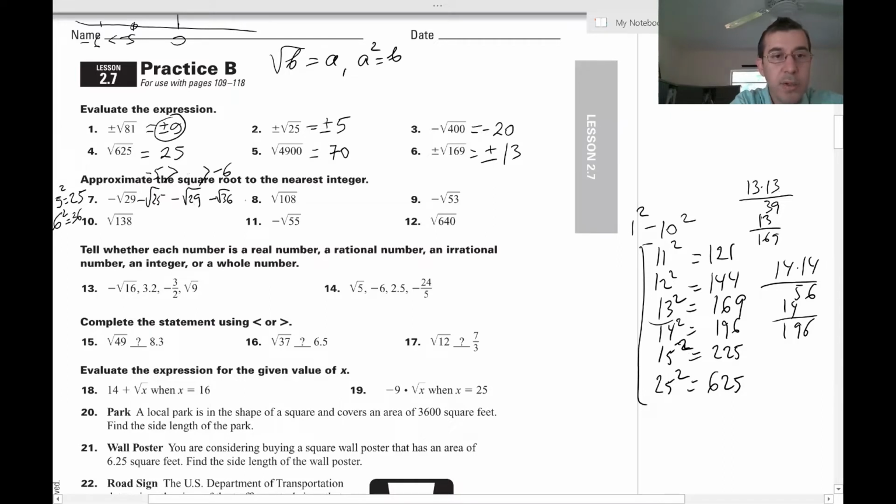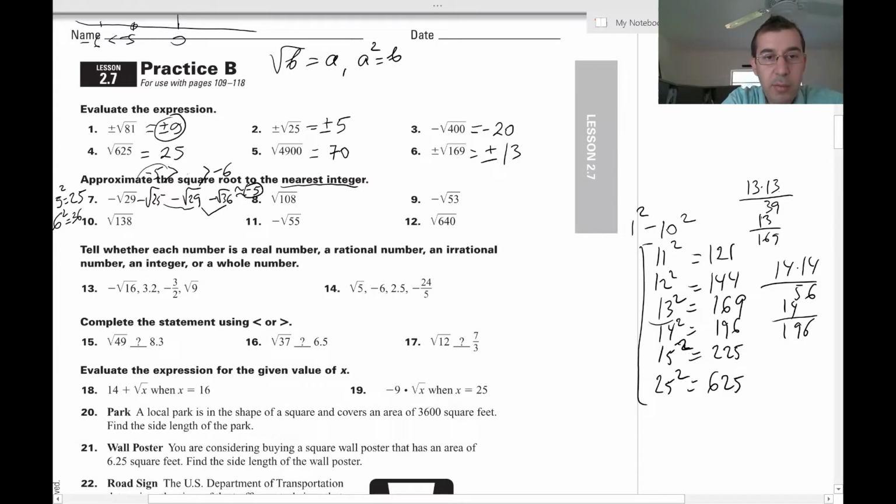And then to approximate the square root to the nearest integer, is it closer to 5 or is it closer to 6? Well, from 25 to 29, there is a 4-unit difference. From 29 to 36, there is a 7-unit difference. So it's closer to 25. So we say this is closer to minus 5. So this is approximately minus 5. That's the answer for number 7.